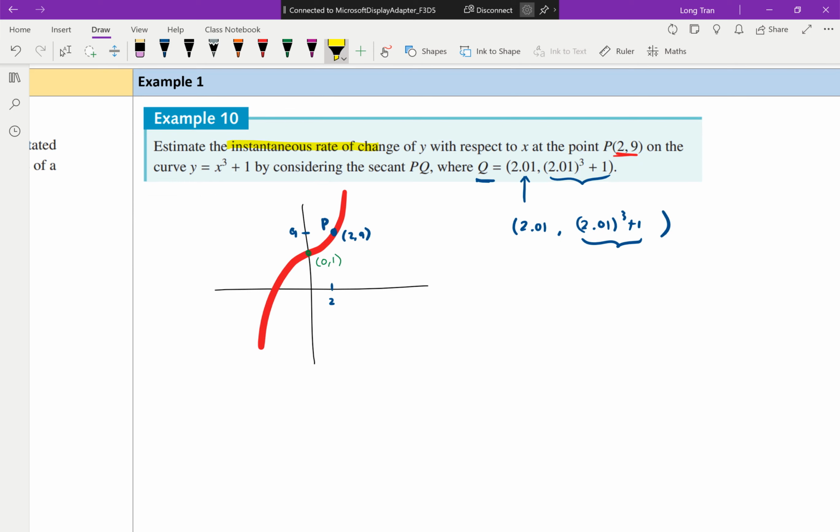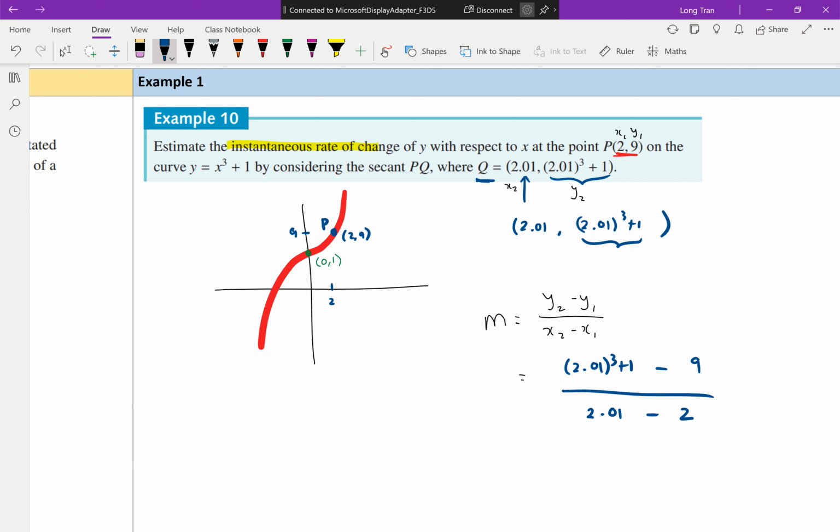And again, we know rate of change. Let's go back to our formula. M was equal to rise over run, or y2 minus y1 over x2 minus x1. Our rules, well, we've got, say this is x1 and this is y1. Then this must be x2 and this must be y2. So on my calculator, I'll be calculating what is 2.01 cubed plus 1 minus y1, which is 9, divided by x2, which I've labeled as 2.01, minus x1, which is 2.